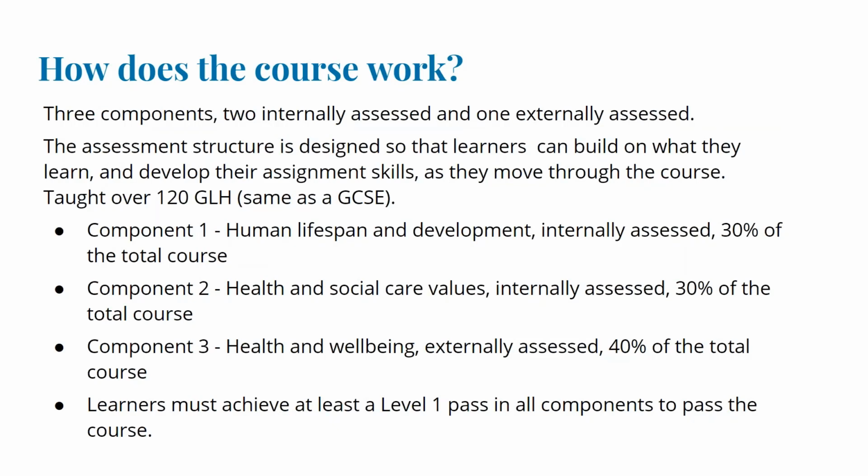Component 2, health and social care values, that's internally assessed and is again 30% of the course. Component 3 is health and wellbeing, that's externally assessed and is 40% of the total course. To achieve the course and achieve a grade, the students have to achieve at least a level 1 pass in all components to pass the course. So they must get at least level 1 pass to be able to get an overall qualification.